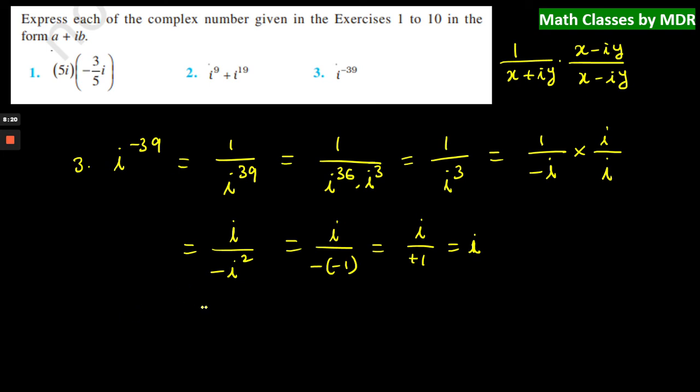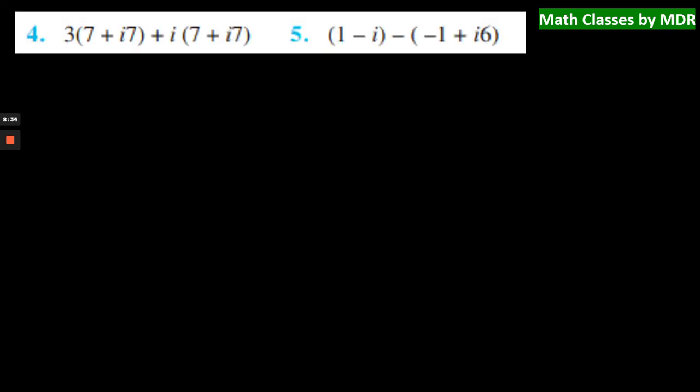How can I write i in a plus ib form? By taking 0 plus i into 1. This is the complex form of i. Now let us see the fourth problem.